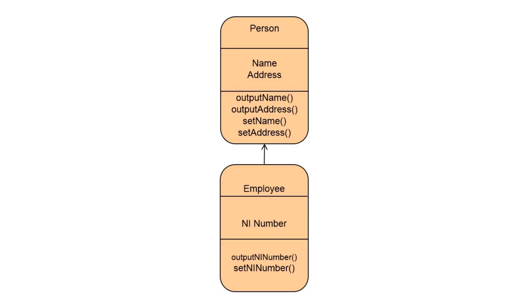Suppose we want a more specific class called employee that requires the same attributes and methods as person. In other words, all employees are still people, so they still have a name and an address, and they will need code to set these. But on top of this, the employee class will need to store and output an employee's national insurance number. We don't rewrite all the code, we simply create an employee class that inherits all the details of the person class and then adds the extra attributes and methods needed.